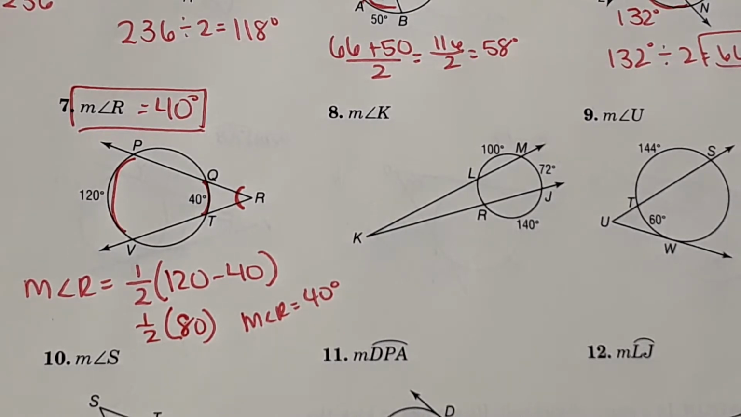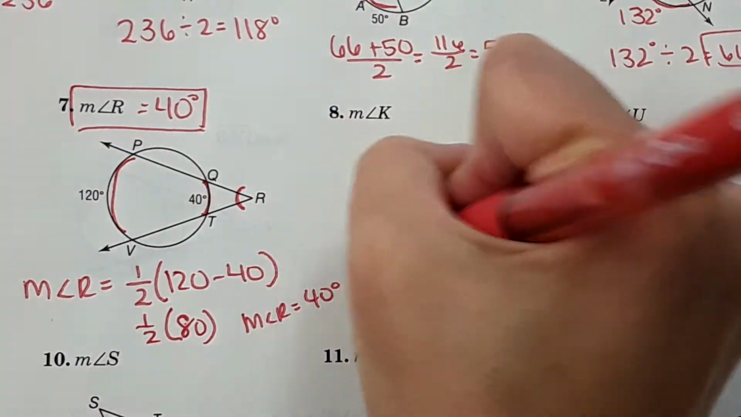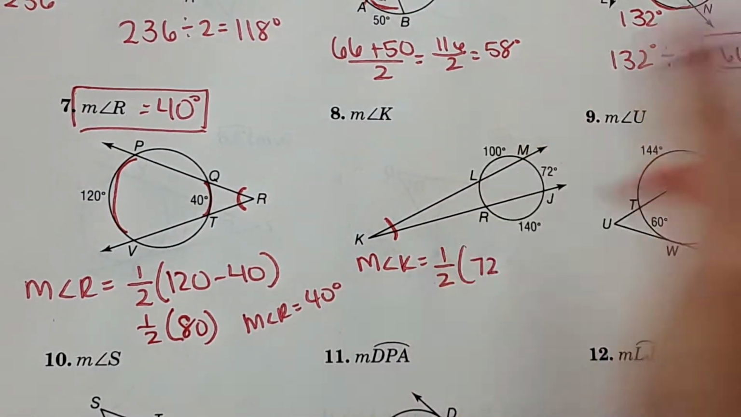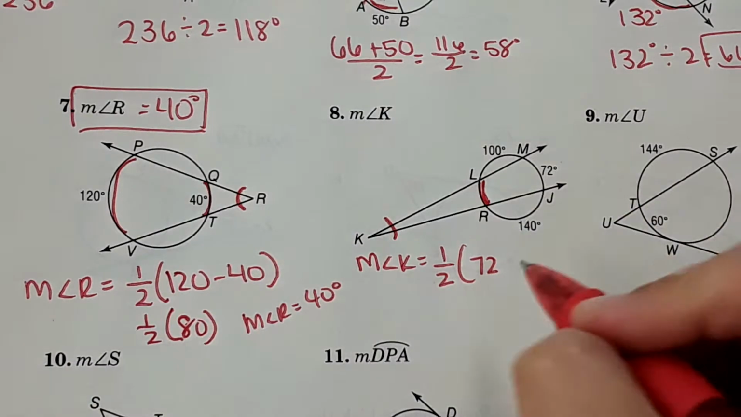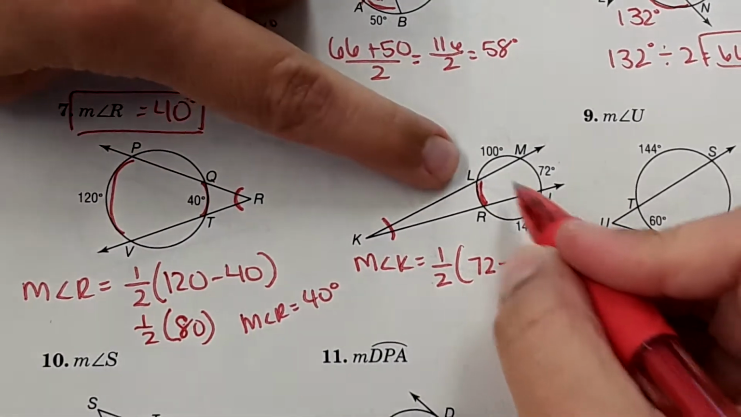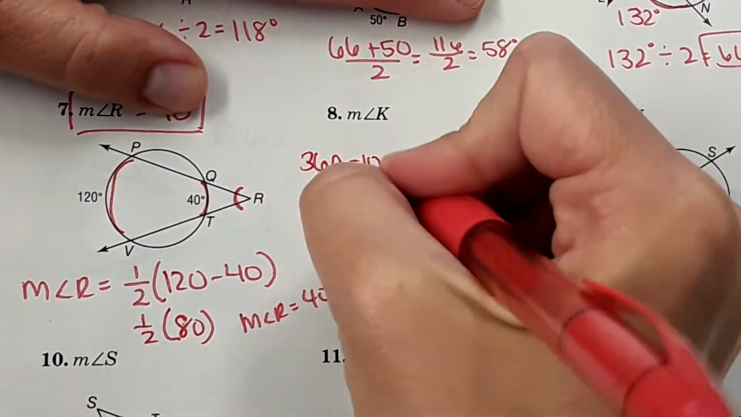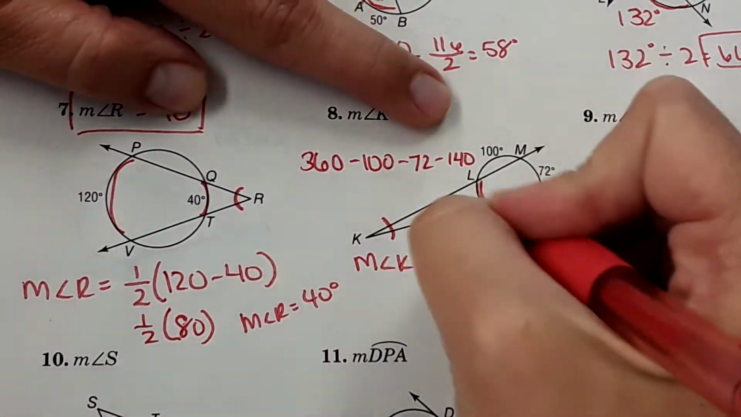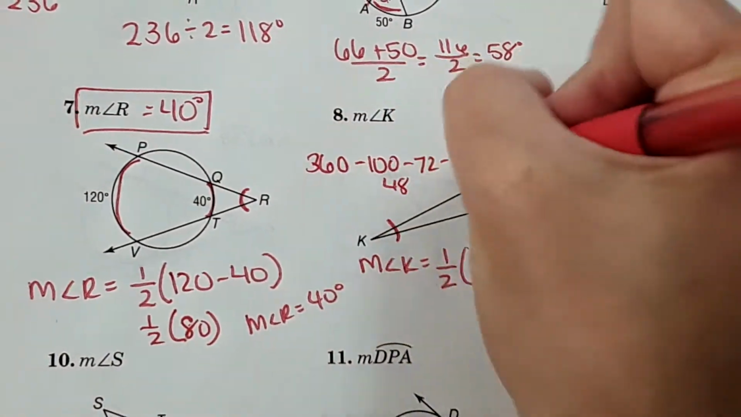And number 8, same idea. We are going to find the measure of angle K, and that is going to be 1/2 of 72 minus this arc. Now they didn't give us this arc, so we have to figure it out. It gives us everything else though, so if we do 360 minus 100 minus 72 minus 140, we will get that arc. If we subtract all this, we get 48 degrees. So this is 48.